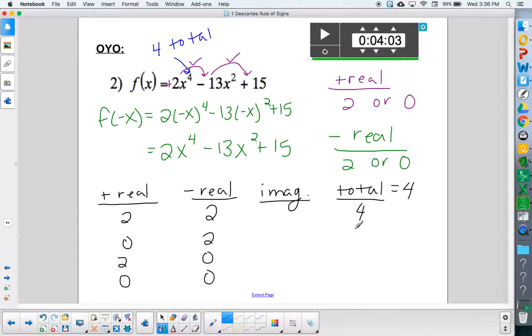And then it's just kind of looking to see, okay, how do I put them together to equal 4? So if I have 2 and 2, I already have 4. I need no imaginary solutions. I have 2 negative real. I could have 2 imaginary. 2 positive real, so I need 2 imaginary to fill it out. And then no real answers. I could have all 4 being imaginary solutions.